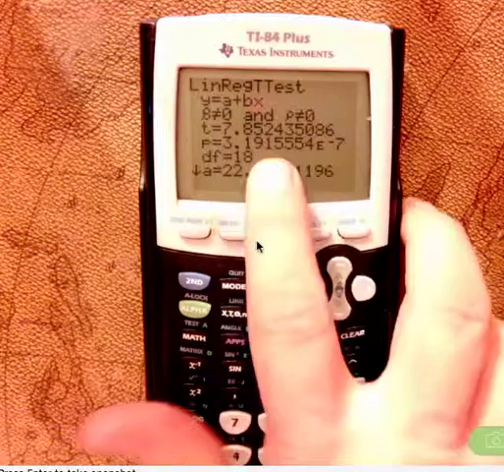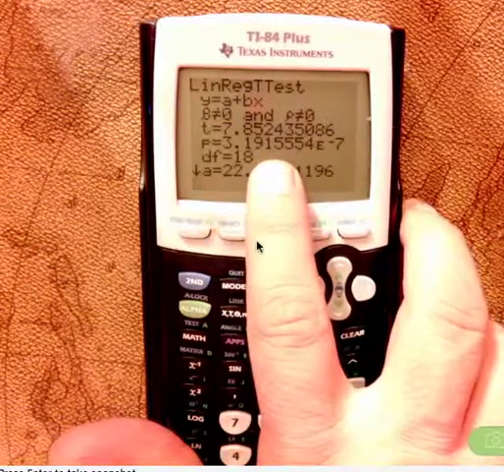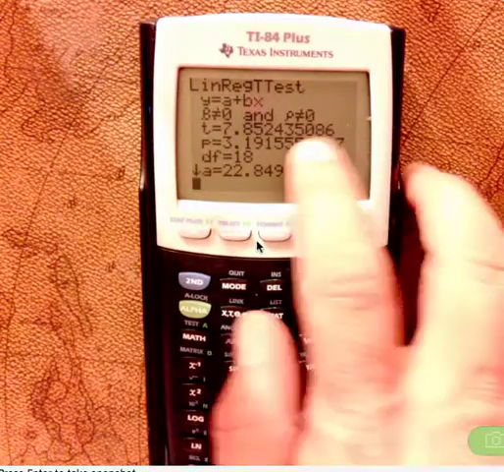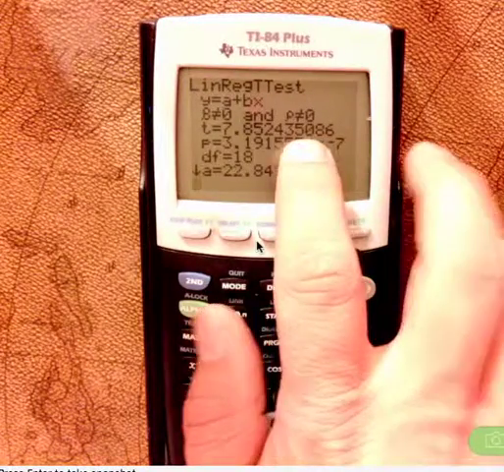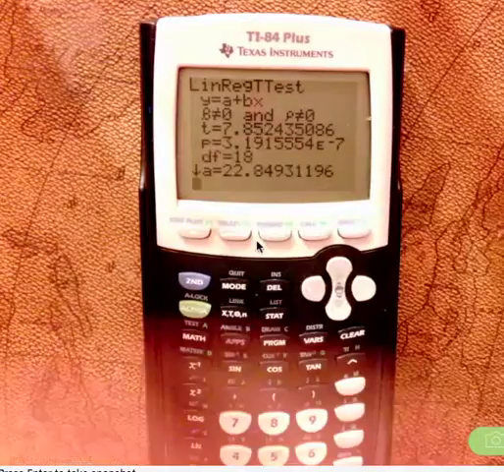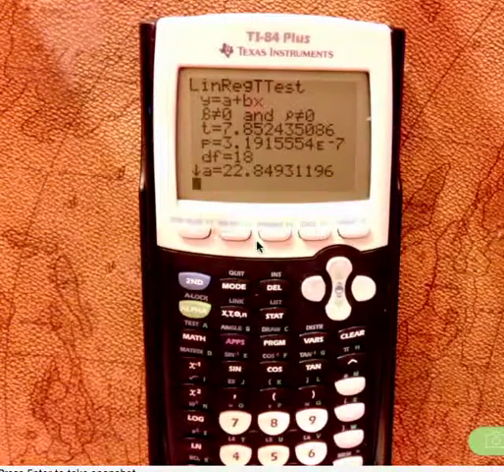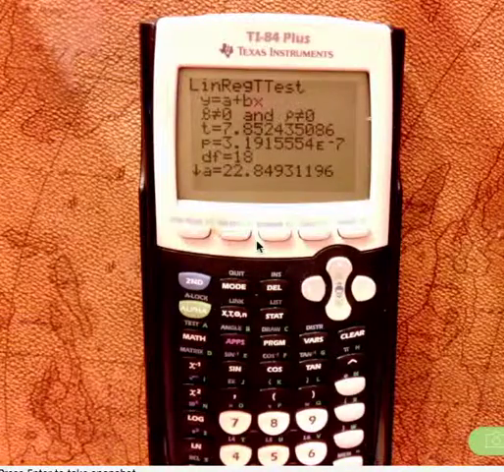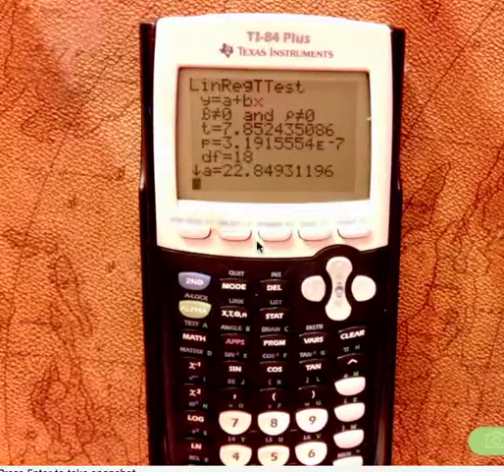Here it gives me my degrees of freedom. Since there's 18, that should tell you that I had 20 data points. It gives me my t-score. So if I was looking at my critical t, I would notice that this t-score is much larger, which should tell us that we would be rejecting the null hypothesis.